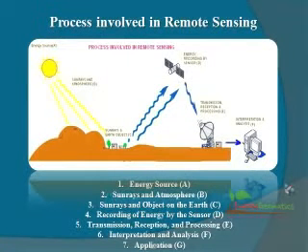Process involved in remote sensing: 1. Energy source. 2. Sunrays and atmosphere. 3. Sunrays and objects on the Earth. 4. Recording of energy by the sensor. 5. Transmission, reception, and processing. 6. Interpretation and analysis. 7. Application.